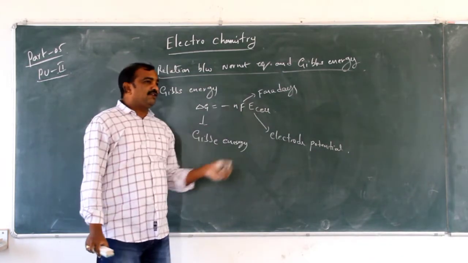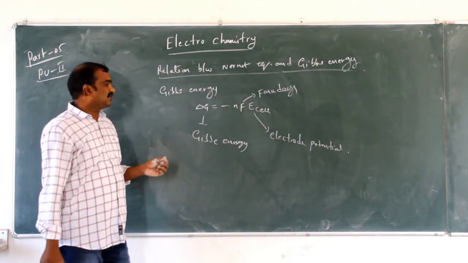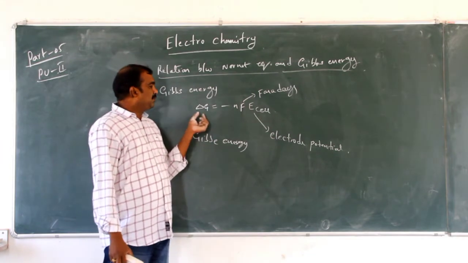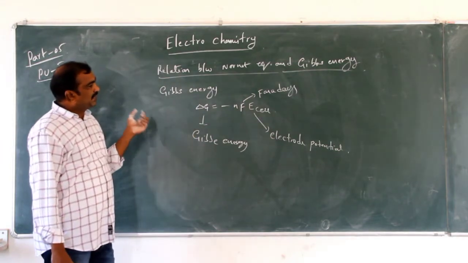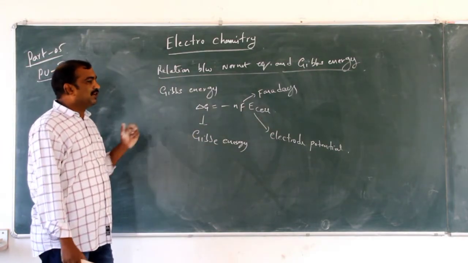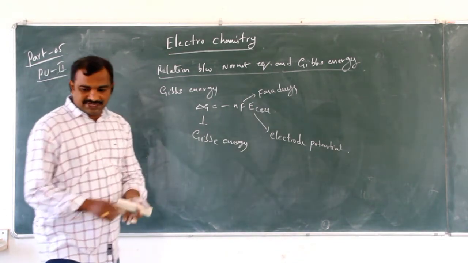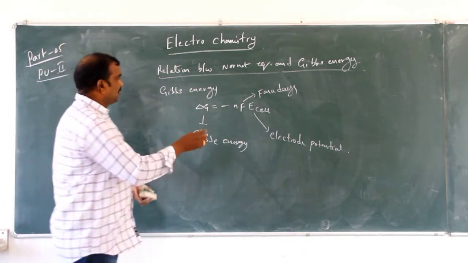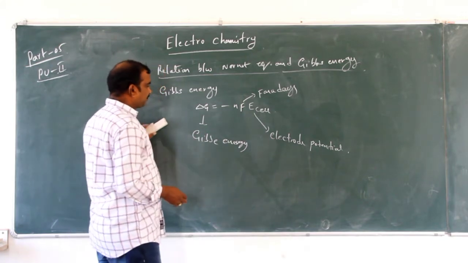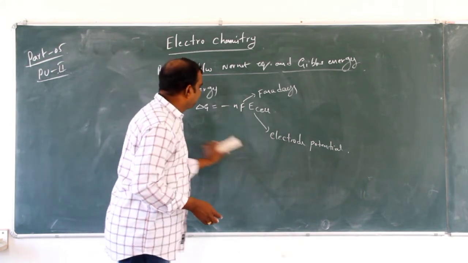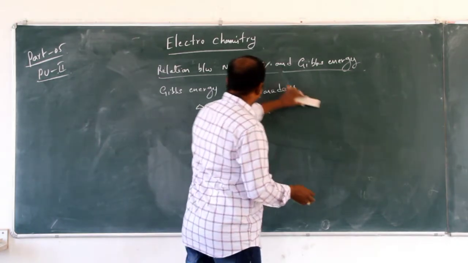So n is the number of electrons transferred. Here, by using this Gibbs energy, we are relating it with the Nernst equation. How can you relate this Gibbs energy to the Nernst equation? Look here, in the last one we studied that. See here, if you take this Gibbs energy equation like this.